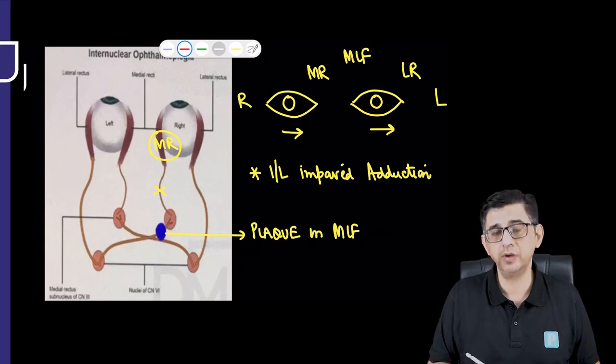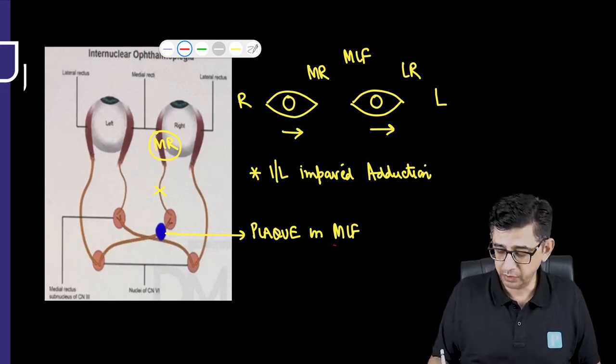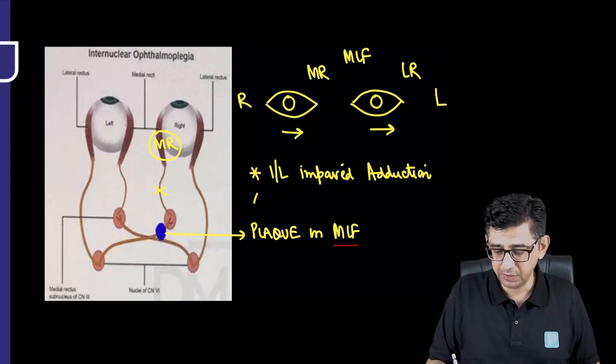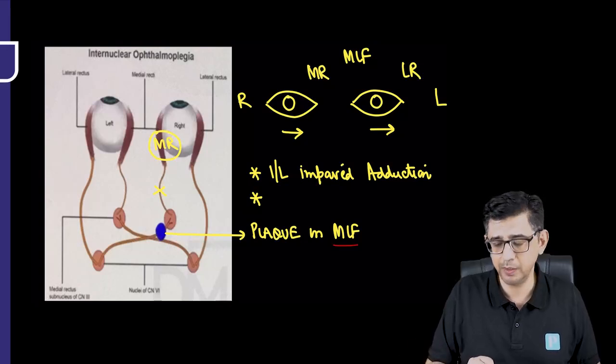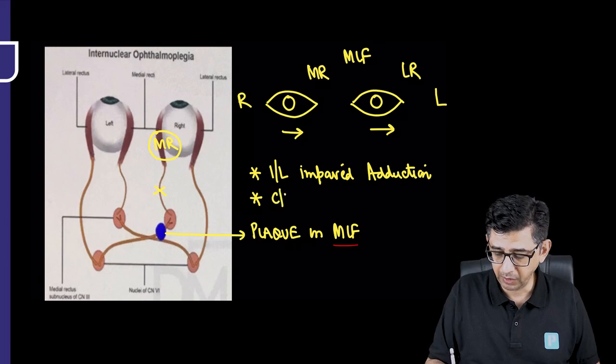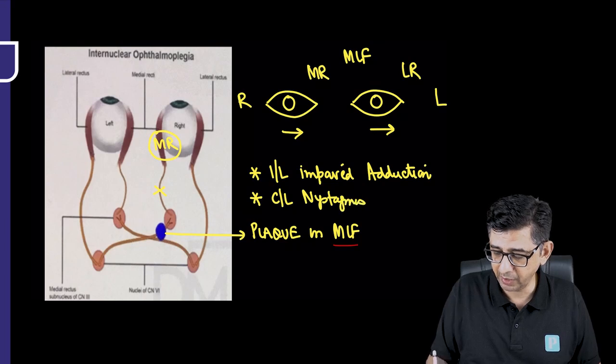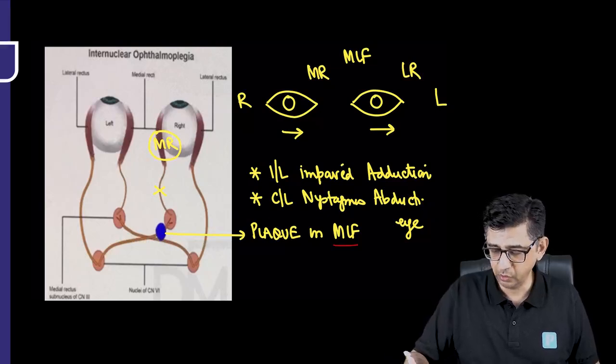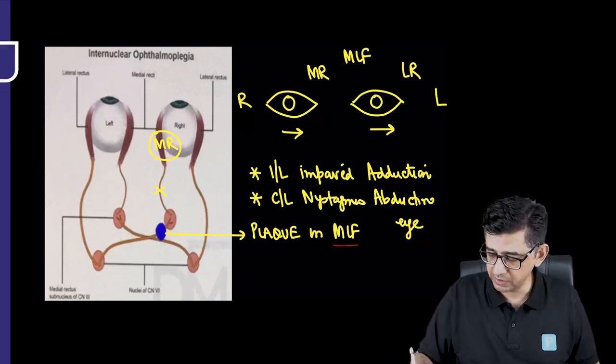What you need to remember for your exam is that every time there is involvement of the medial longitudinal fasciculus in multiple sclerosis, on whichever side the lesion is present, obviously an ipsilateral impaired adduction will occur, but there would be a contralateral nystagmus, and this nystagmus would be described for the abducting eye. The rationale behind this nystagmus in the abducting eye is that the brain perceives this activity as overcorrection, so it is trying to counterbalance and neutralize it.